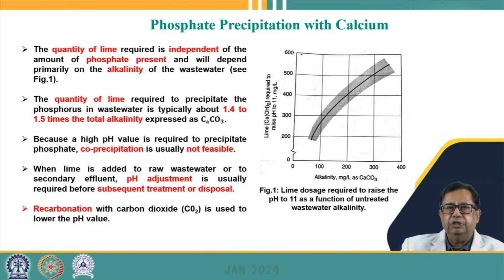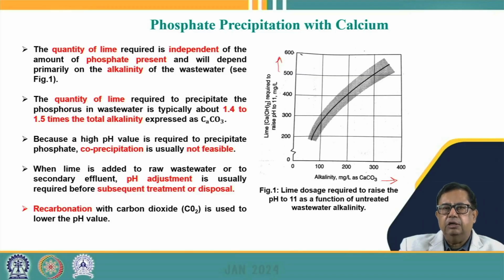For phosphate precipitation with calcium, the quantity of lime required is independent of the phosphate concentration, because it depends primarily on the alkalinity of the wastewater. We can see here the curve between alkalinity versus lime dose. As the alkalinity of the water increases, the lime dose also increases. The quantity of lime that we need to add to precipitate phosphorus in the wastewater is nearly 1.4 to 1.5 times the alkalinity expressed as calcium carbonate.